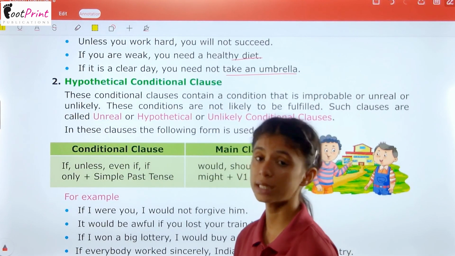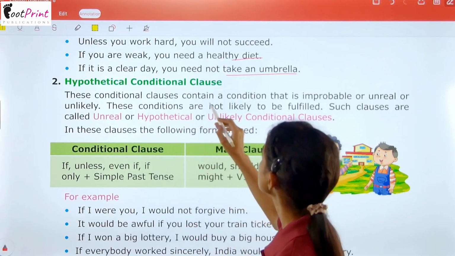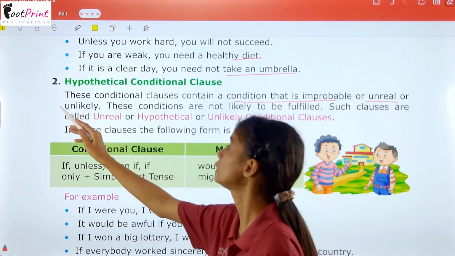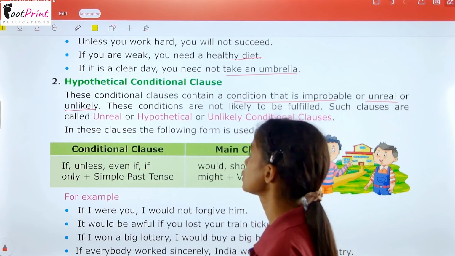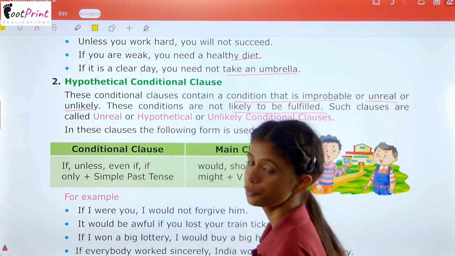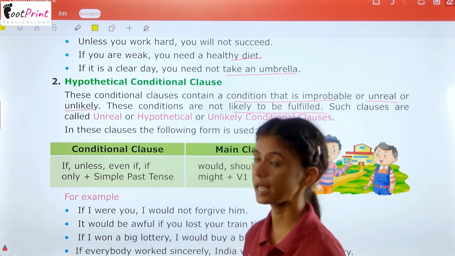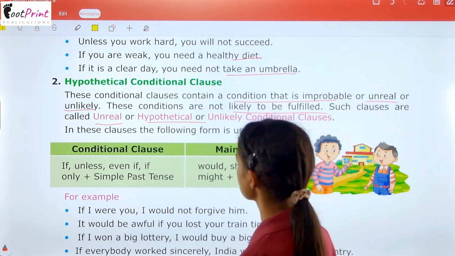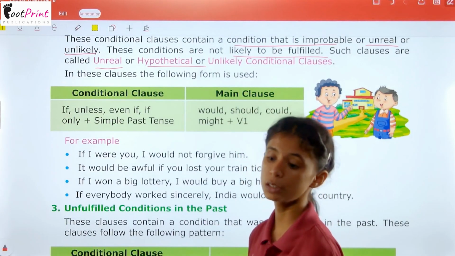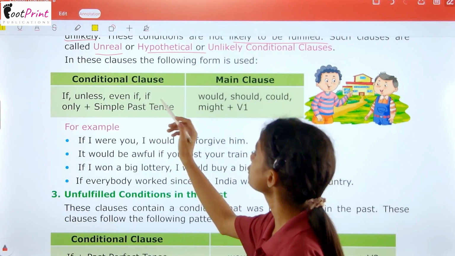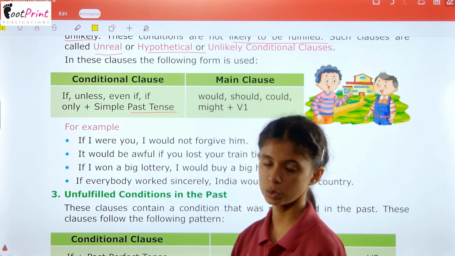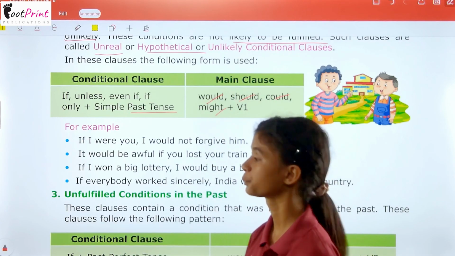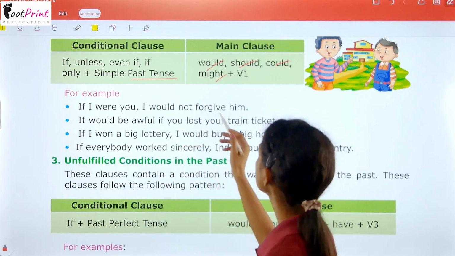Now let's see what a hypothetical conditional clause is. These conditional clauses contain a condition that is improbable, unreal or unlikely. So this is kind of an unreal situation. These conditions are not likely to be fulfilled. Those earlier ones were uncertain, but these are not likely to be fulfilled. Such clauses are called unreal or hypothetical conditional clauses. In these clauses, the following form is used: if, unless, even if, only, plus simple past tense. So this is how it begins. Then we add the main clause, that is would, should, could, might, and the verb's first form. For example, if I were you, I would not forgive him.